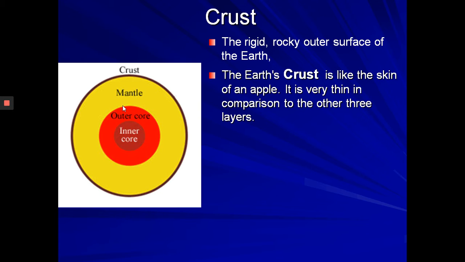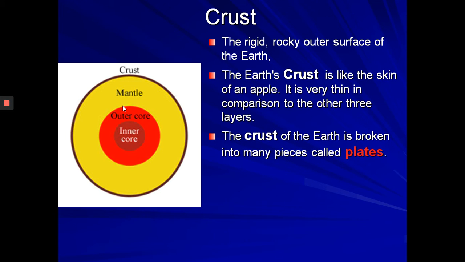The Earth's crust is like the skin of an apple. It is very thin in comparison to any other three layers. The crust of the Earth is broken into many pieces called plates.